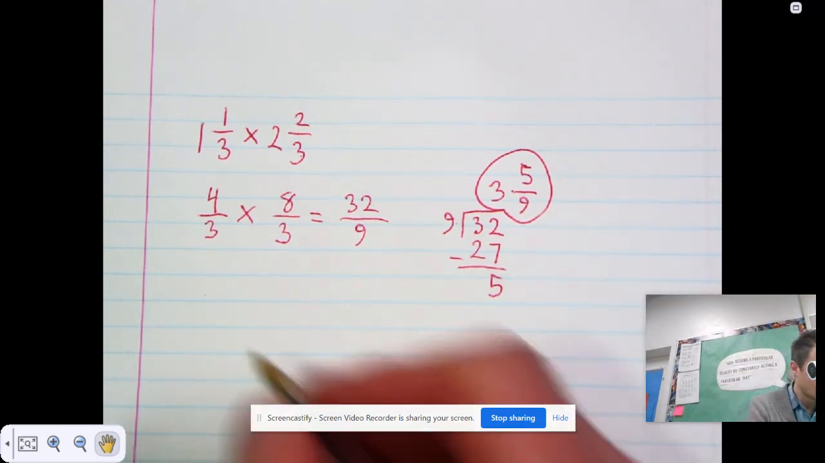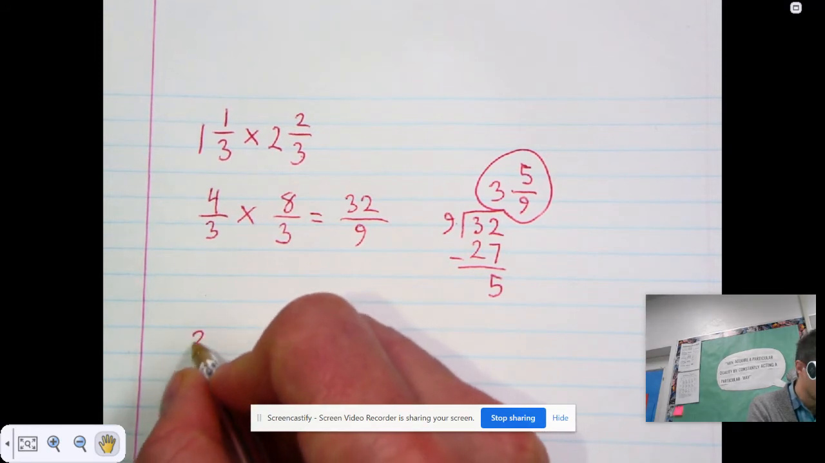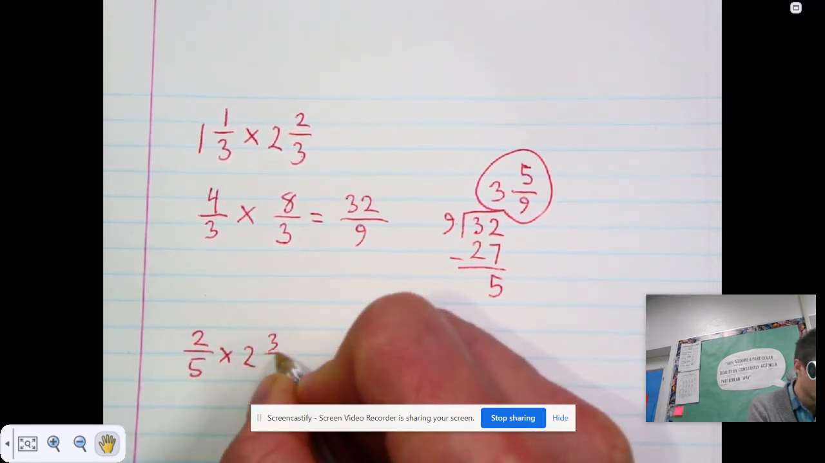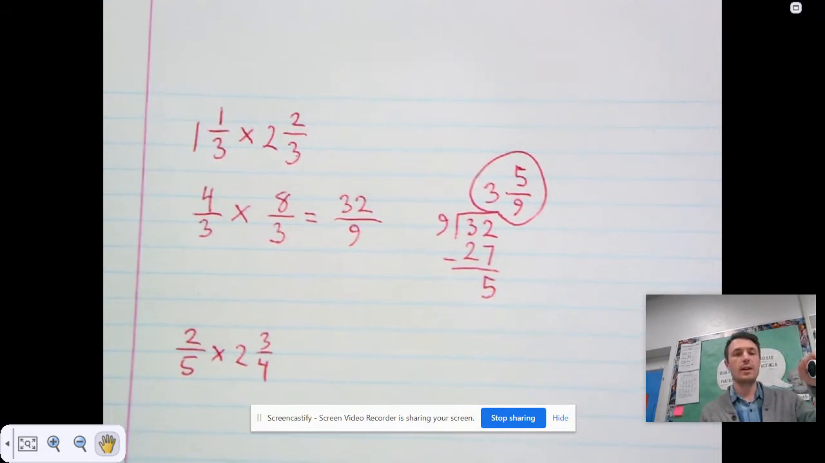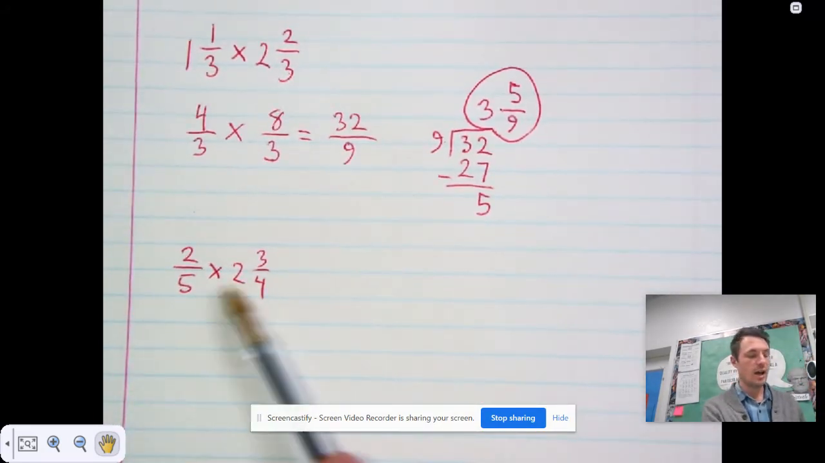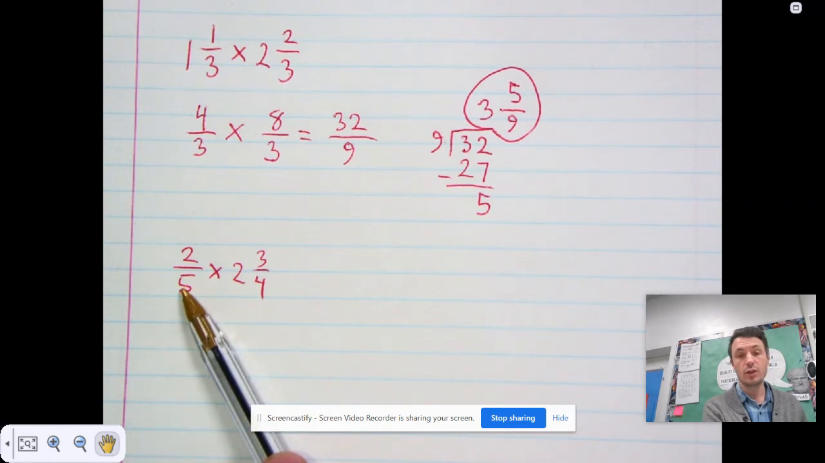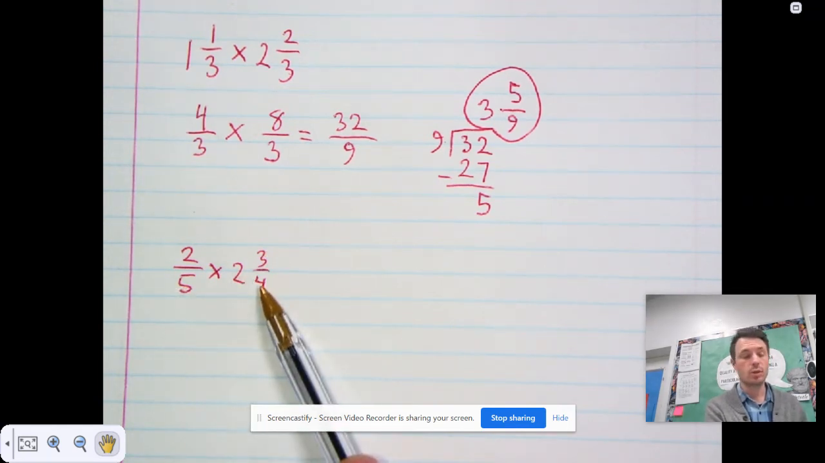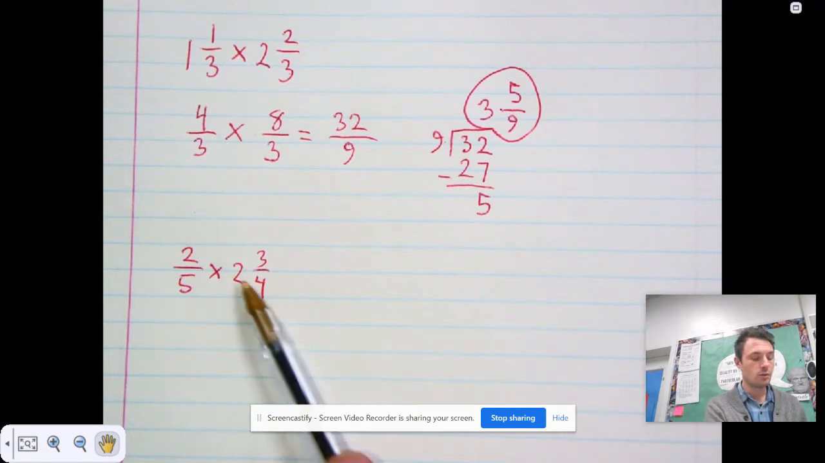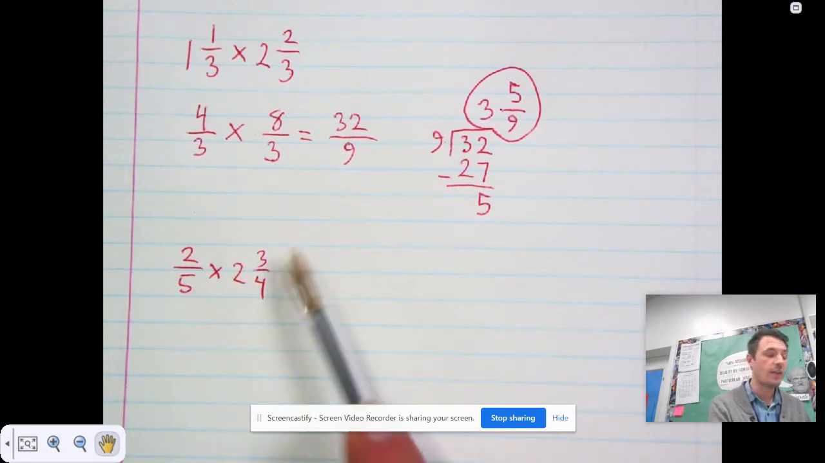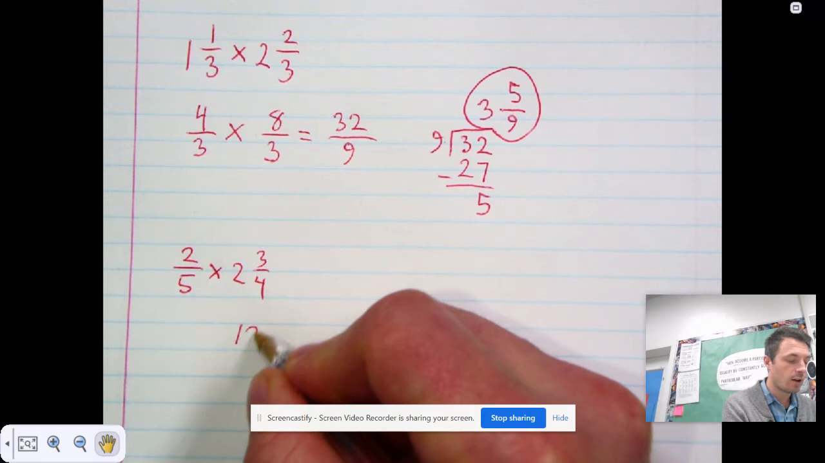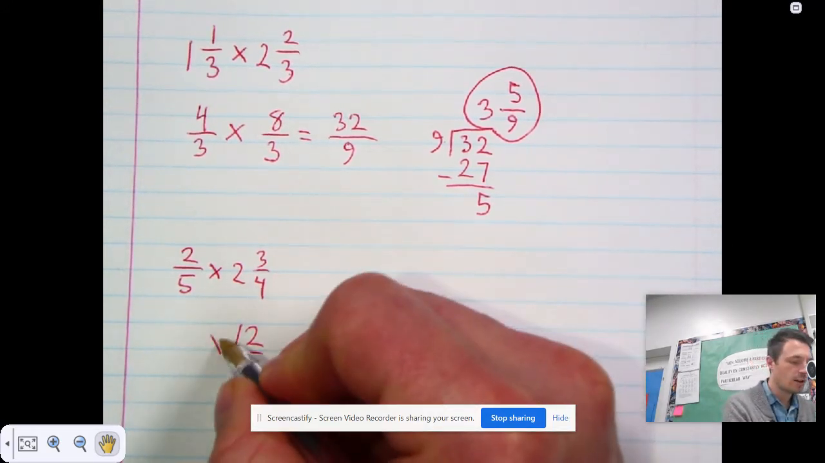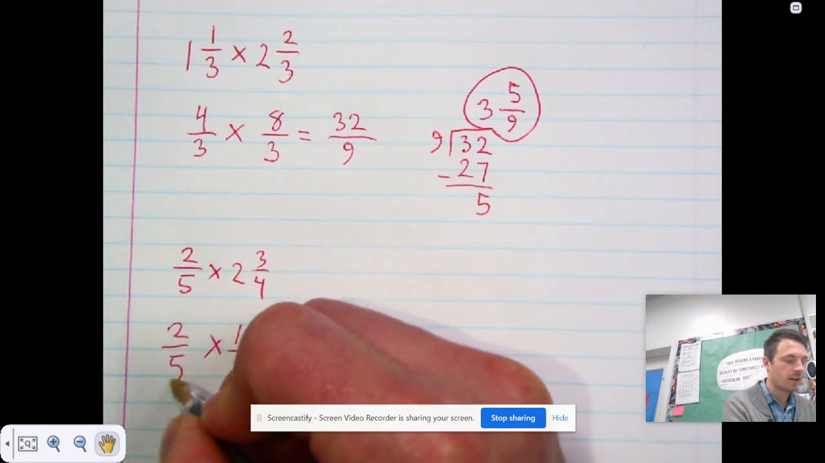Okay, let's do another example together. Let's say we had 2/5 times 2 3/4. So here we have a fraction times a mixed number. So we don't have to change 2/5, but we do have to change 2 3/4 into an improper fraction. And we do that by multiplying 2 times 4, that's 8, and then we add the 3, that gets us to 11, and the denominator 4 stays the same. And we'll just write 2/5 down here so we can multiply it easier.